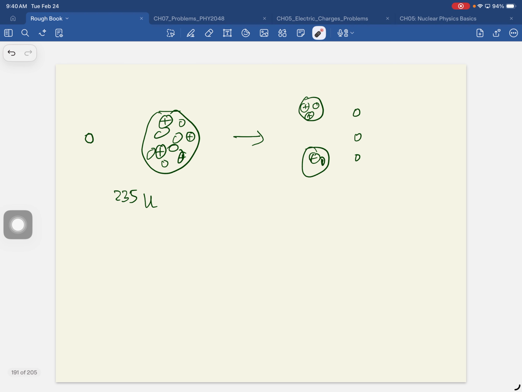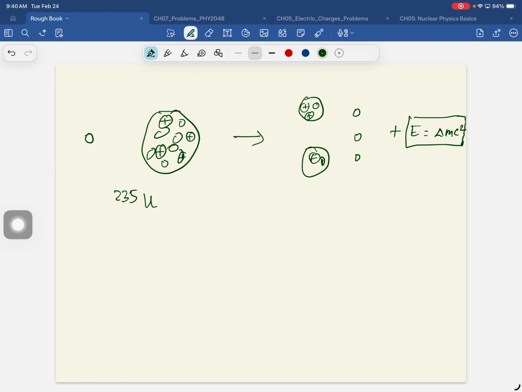Okay, so in these smaller pieces, these neutrons and protons are more tightly bound than here. So that's why these guys weigh less. And that missing mass, how much they weigh less, is converted to energy.